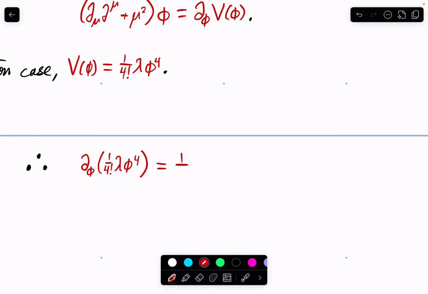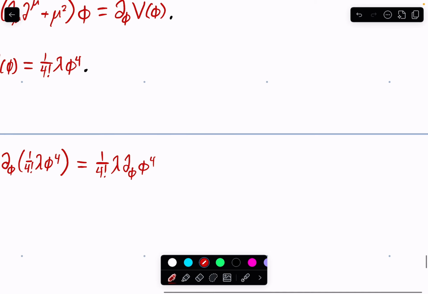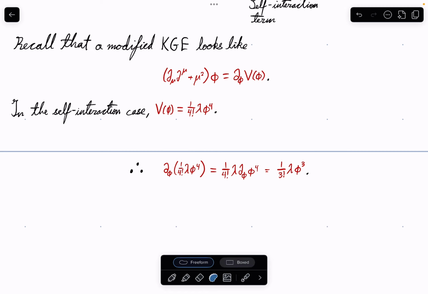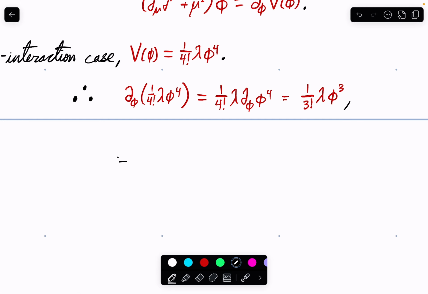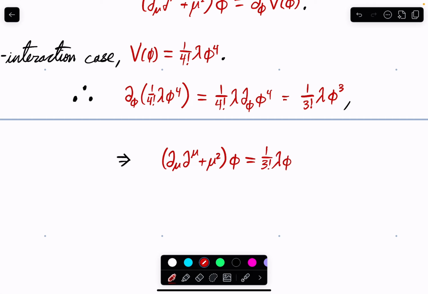And we can bring out these terms here, phi to the fourth. This is just a simple bring the 4 down here, and then you end up with only a 3. So we get 1 over 3 factorial lambda phi cubed. Like so. So this implies that our modified Klein-Gordon equation looks like this: 1 over 3 factorial lambda phi cubed.